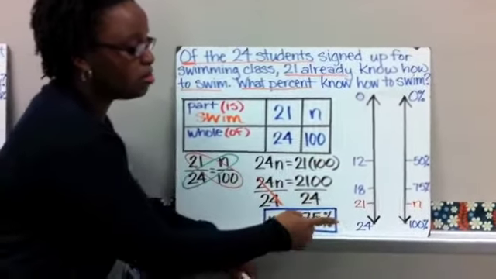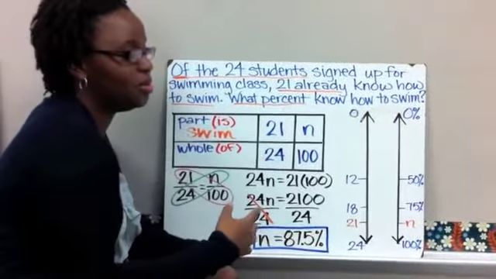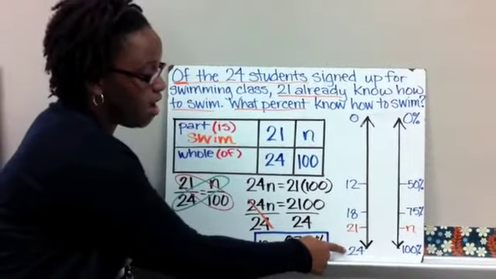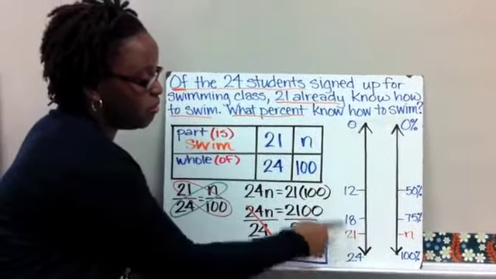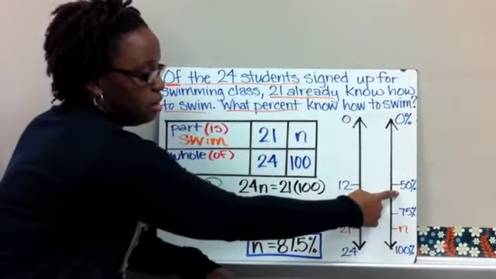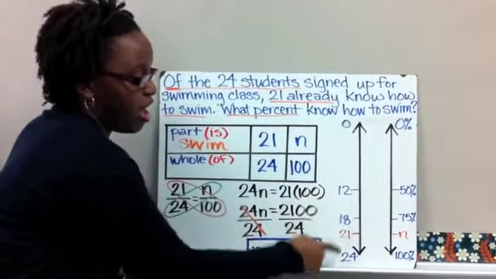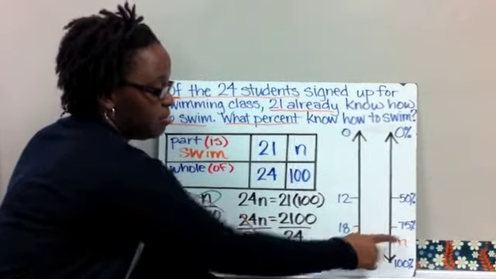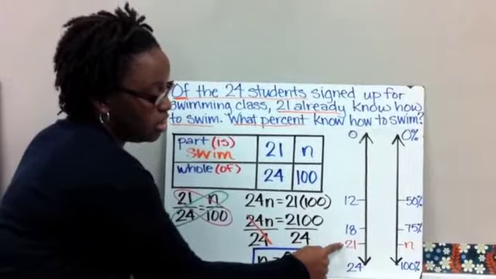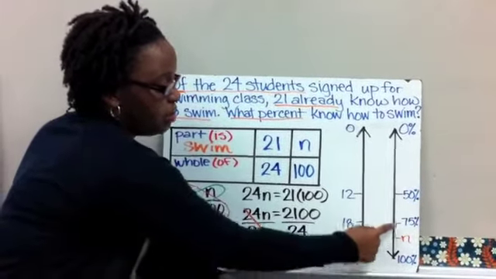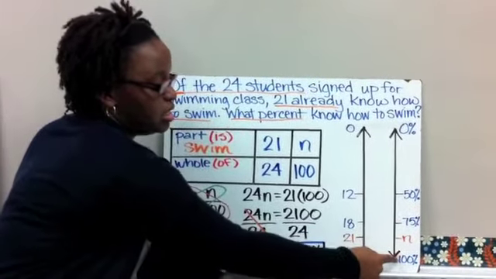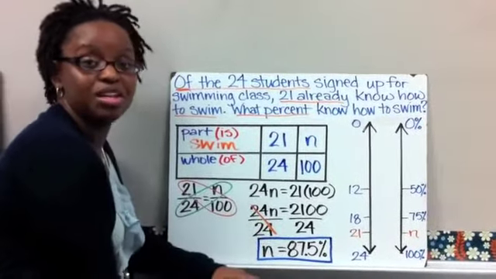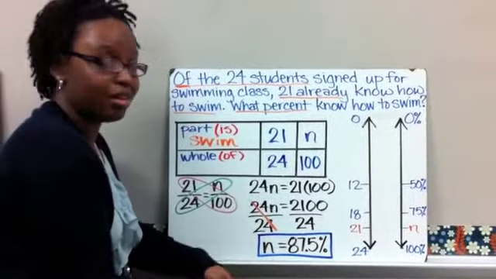Again, you can use your benchmarks or your number lines to estimate or make sure that your answer is reasonable. Halfway between 0 and 24 is 12 at 50%. If we wanted to go halfway between 12 and 24, we've got 18 people would be 75%. And so we're looking at 21 people. We should end up with a percent that's somewhere between 75 and 100. Our answer is between 75 and 100, so we know that our answer is reasonable.